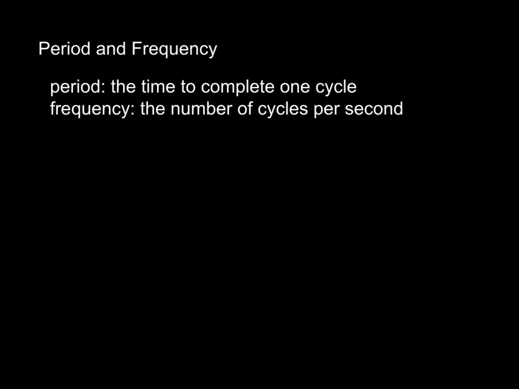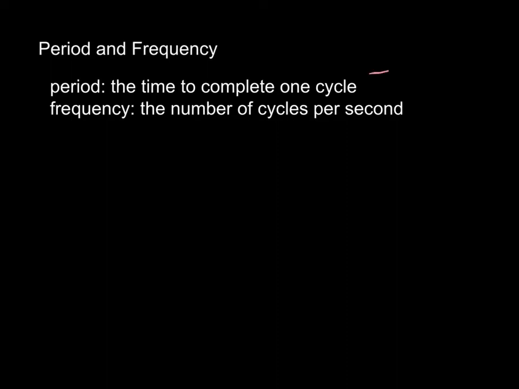Two definitions we wanted to know about. Period is the time to complete one cycle of motion. So the time to, say, start from one end of the motion, go to the other end, and come back. Frequency is the number of cycles per second. So how many of those back and forth cycles in 1 second would this motion complete?